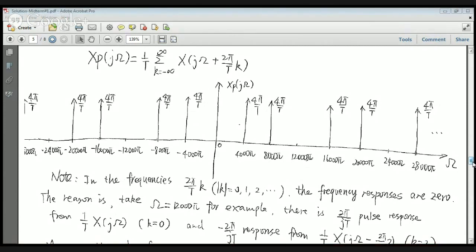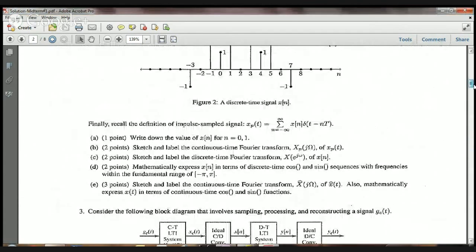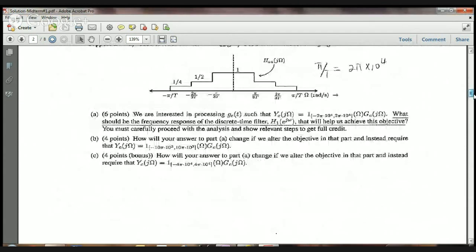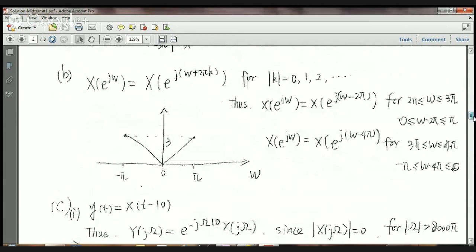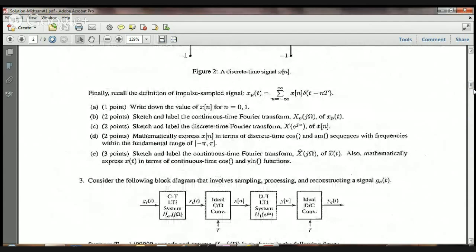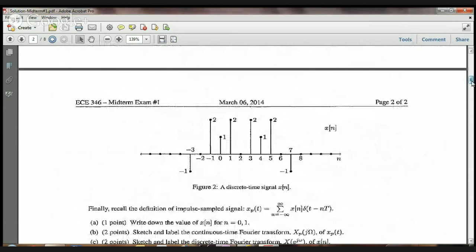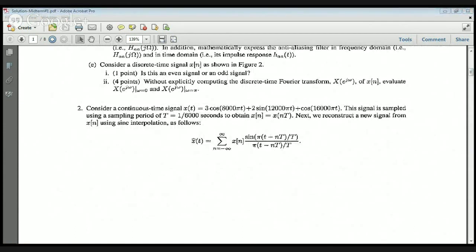Okay, let's see what is. Okay. The C is sketch and label the discrete time Fourier transform X e to the j omega of x[n]. Now, to compute the X e to the j omega of x[n], what you should really do is just compute x[n] from this formula x of t. Okay? So that is something that we had done at the start of the class. So let me go there.